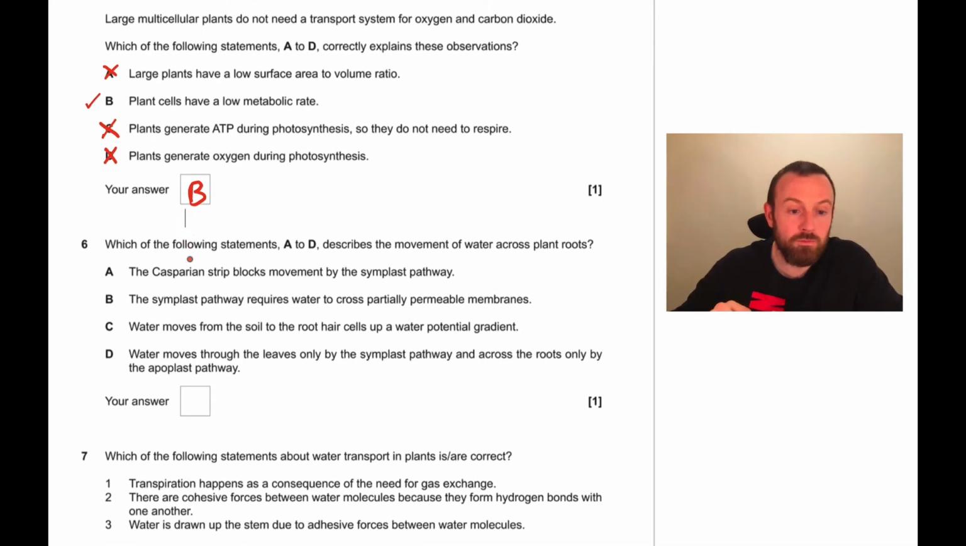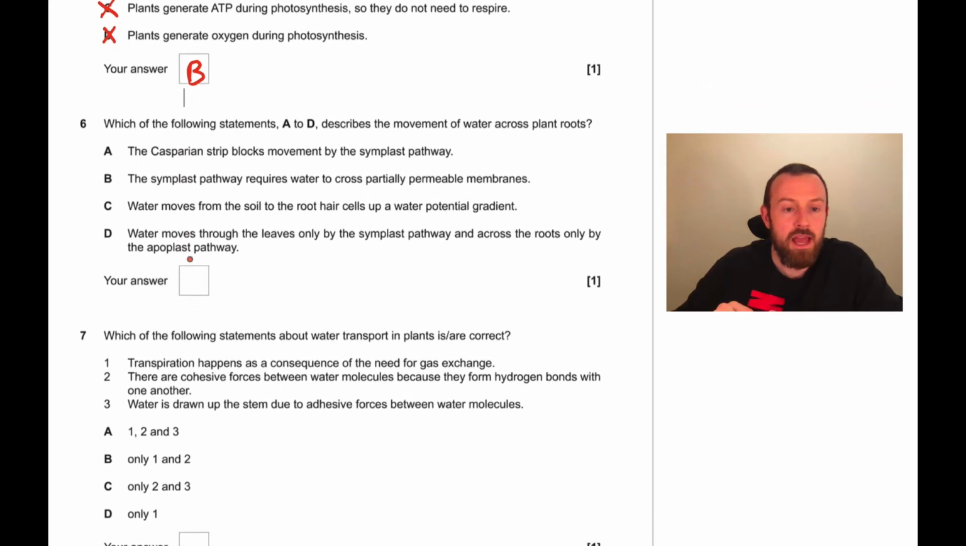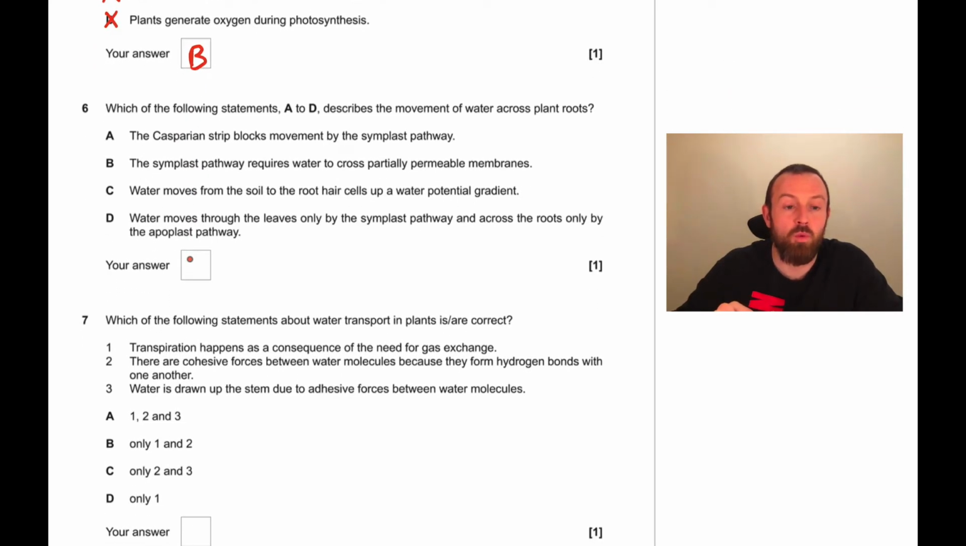6. Which of the following statements, A to D, describes the movement of water across plant roots? Okay, so which is correct, basically? The Casparian strip blocks movement by the symplast pathway. Apoplast, vacuolar, symplast. Okay, so no, it doesn't. The symplast pathway is through the cytoplasm, so the Casparian strip doesn't block that. It blocks the apoplast pathway, which is through the cell wall.